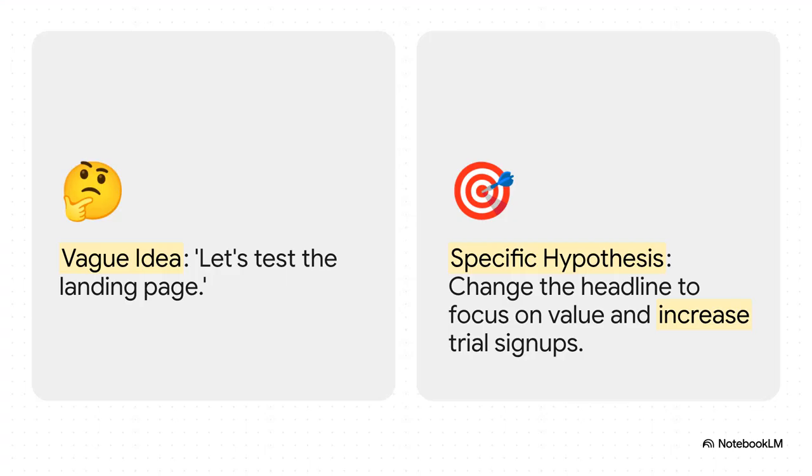This slide just lays it all out so clearly. A vague idea like, let's test the landing page. That's going to get you nowhere fast. But when you take your data insights and put them into a structured prompt for the AI, it helps you come up with a super specific, testable hypothesis, just like you see on the right. It connects a very specific change to a very specific outcome, and it's all backed by your data. That's how you get results that actually mean something.